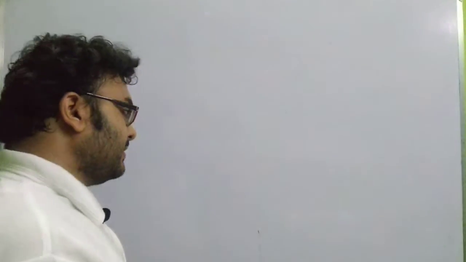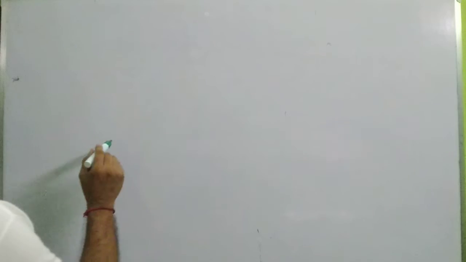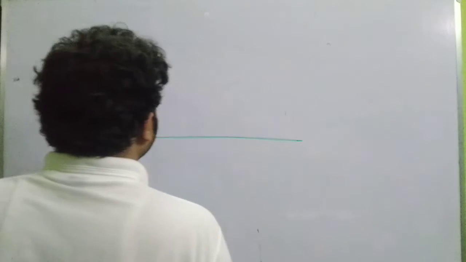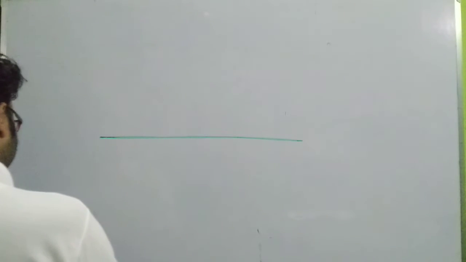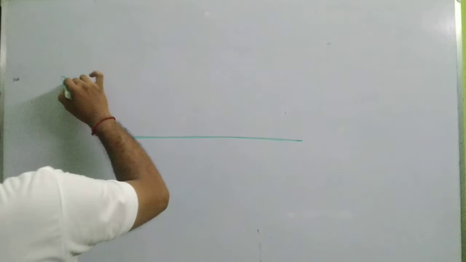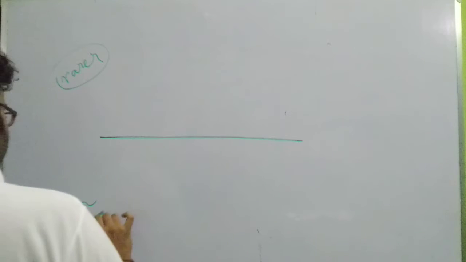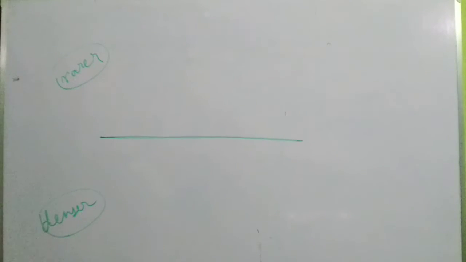So what is critical angle? Let us see. Consider that light is traveling from a denser to a rarer medium. This is the particular case that we have to discuss. Here is the surface of separation. This is the denser medium, and this is the rarer medium. Light is traveling from denser to rarer. What happens when light travels from a denser to a rarer medium? It tends to bend away from the normal.